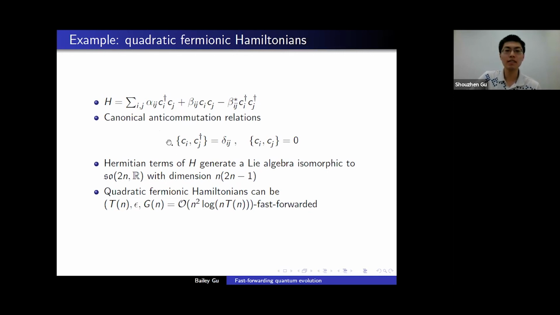When we analyze the Lie algebra generated, it's going to be isomorphic to SO(2n). I say Hermitian terms of H, which means that, for example, we pair off the Ci Cj with the Ci dagger Cj dagger, so that all of the terms that we're actually considering are Hermitian. That way we can generate a real Lie algebra. And SO(2n) has dimension that's approximately n squared, so polynomial in n.